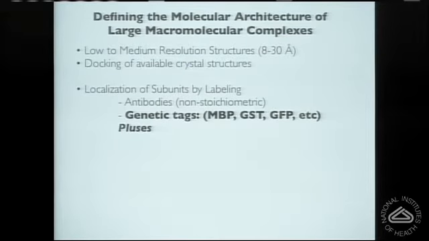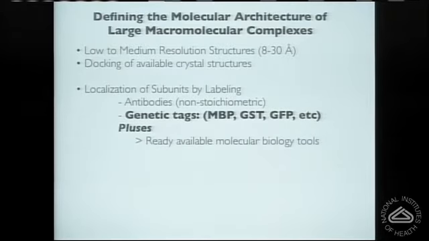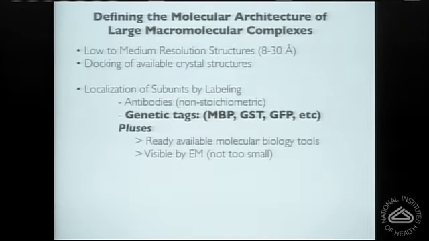So there's an obvious process for using these kinds of labels, where the idea is that the mass of this protein will appear as an addition with respect to the wild type, and the position of the tag will therefore indicate the position of the termini of the protein that you have labeled. So the pluses are that these kinds of tags are readily available. They're part of our molecular biology tool set. Also, they have a size of the order of 40 kilodaltons that makes them readily visible by EM. So they're not too small.